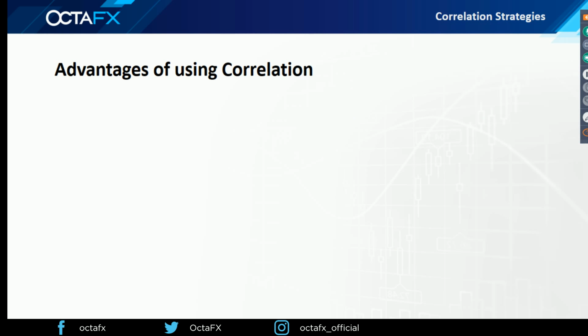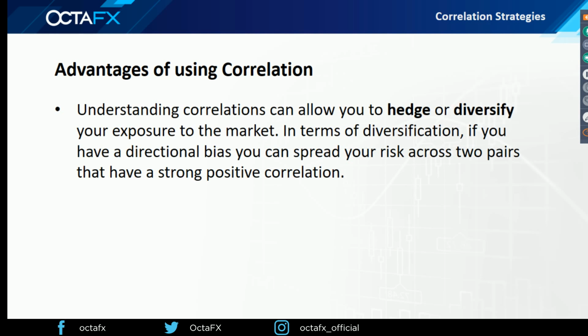Understanding correlations can also help you hedge or diversify your exposure to the market. So in terms of diversification, if you have a directional bias, you can spread your risk across two pairs that have a strong positive correlation. An example of this would be the euro against the dollar and the pound against the dollar, which have a strong positive correlation.